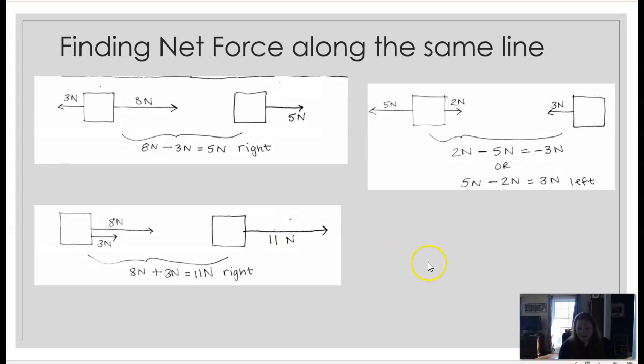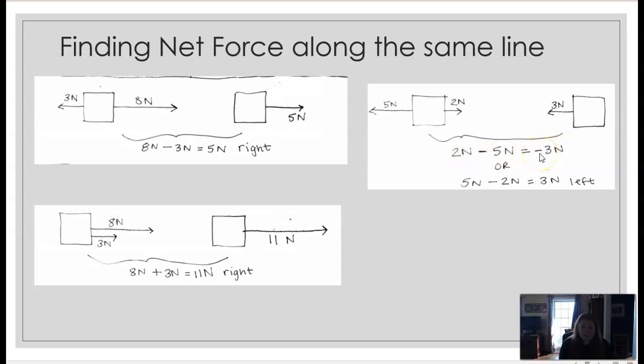All right, another example here. Now this one's a little different. Here we have opposite directional forces, just like we had before, but notice that the 5 newtons to the left is actually larger than the 2 newtons to the right. So I'm going to show you how I would do it first. I always do right minus left to find net force. 2 newtons is positive. This 5 newtons is going to be negative. So I say 2 newtons minus 5 newtons equals negative 3 newtons.